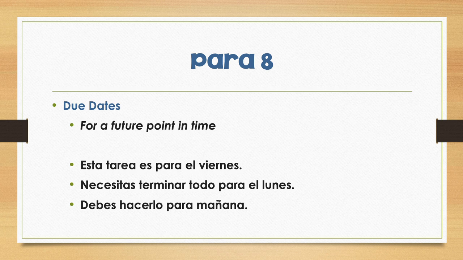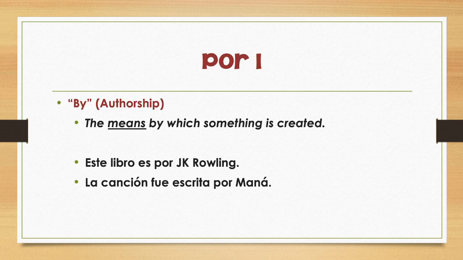All right, those are all uses of para. Next, we're going to unpack the uses of por. One of the most common ones is the word by. First, as the word for authorship, the means by which something is created. So, este libro es por J.K. Rowling, or la canción fue escrita por Maná. So it's by this person, written by this person, sung by this person, would be por.